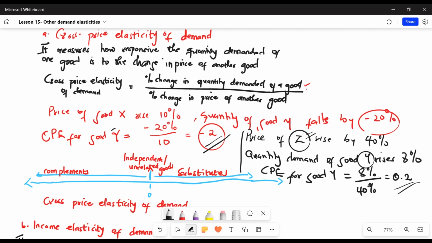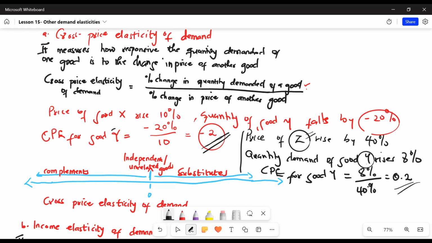Now, if the cross price elasticity for two goods is negative, then the goods are complements. These goods are used together. For example, a smartphone and a phone case. So when the price of a phone increases, you'll buy less of it. And because you use a phone and a phone case together, if you buy less of a phone, you buy less of a phone case. So when you calculate the cross price elasticity, you get a negative.